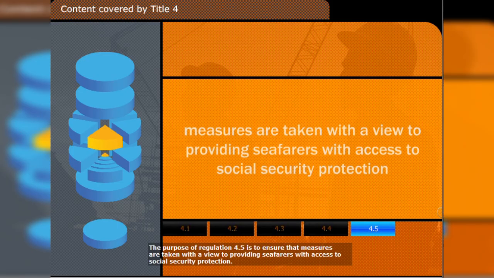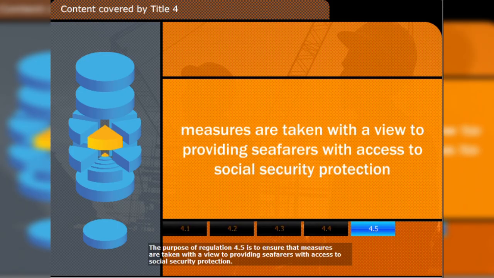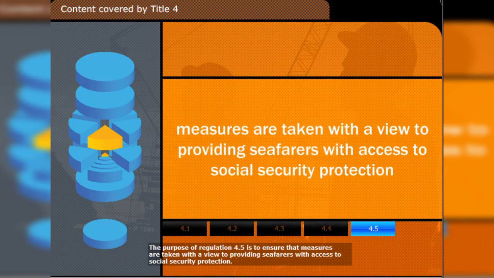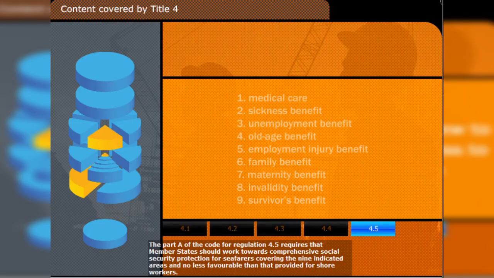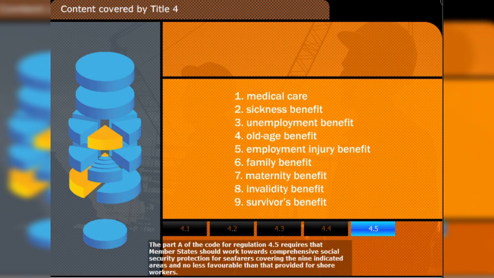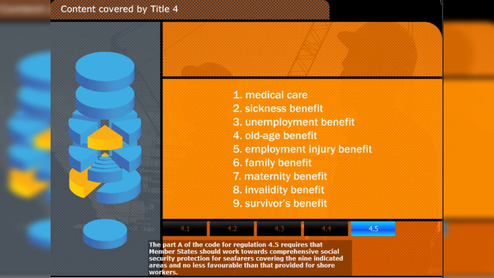The purpose of Regulation 4.5 is to ensure that measures are taken with a view to providing seafarers with access to social security protection. Part A of the Code for Regulation 4.5 requires that member states should work towards comprehensive social security protection for seafarers covering the 9 indicated areas and no less favourable than that provided for shore workers.